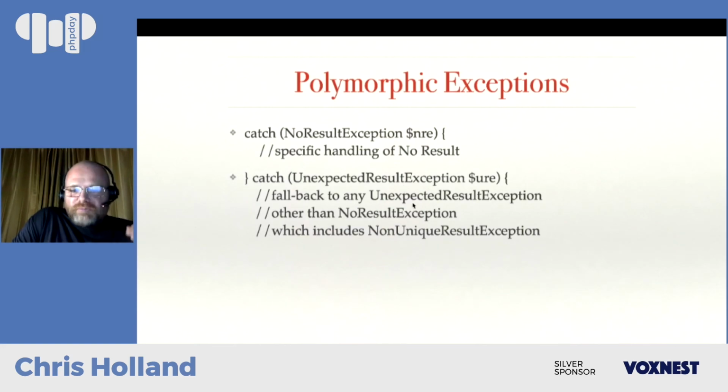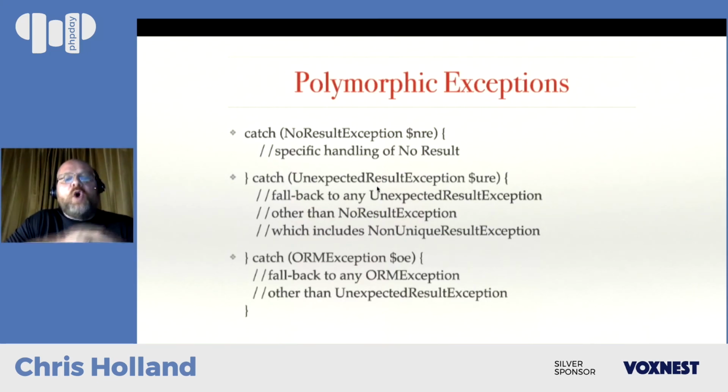So below unexpected result exception, there could be any number of other exceptions that happen beyond unexpected result, right? You could have socket connectivity issues to your database. You could have wrong username and password to your database. You could have authentication issues. You could have table locking issues. There could be any number of things that could happen, and that's when an ORM exception is going to happen.